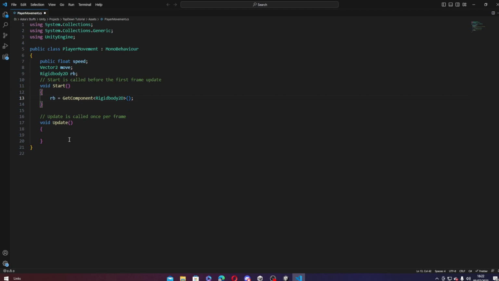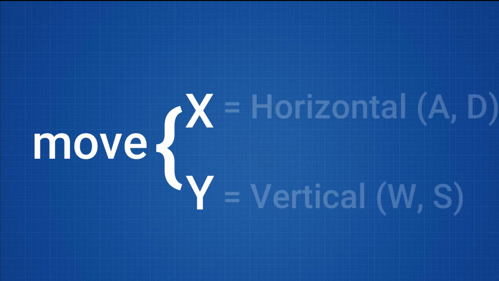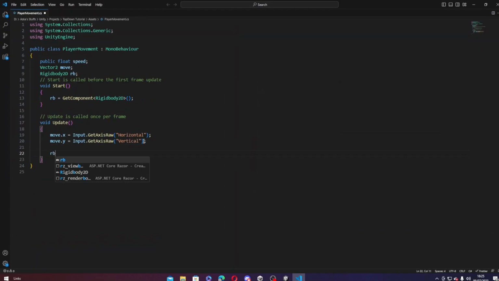Now we're going to make the movement itself. Inside the Update method, we'll type in move.x equals Input.GetAxisRaw Horizontal. And do the same thing with move.y, but instead of using Horizontal, we'll use Vertical. What we're doing here is setting the x and y values of move to our horizontal and vertical axis values, which are basically our WASD keys or arrow keys. And finally, we'll type in rb.velocity equals move times speed.